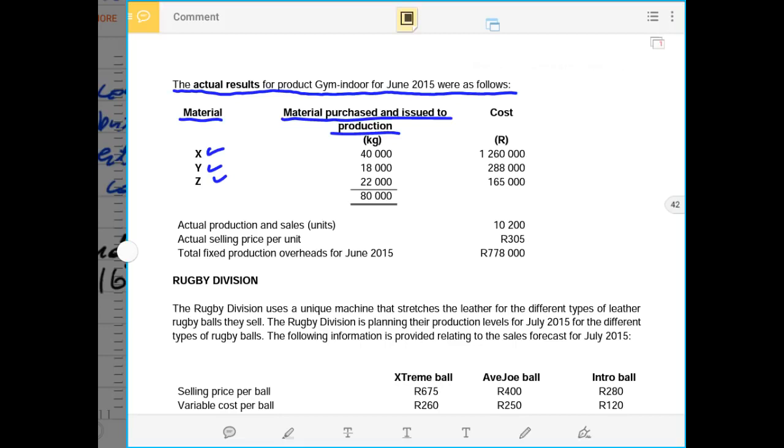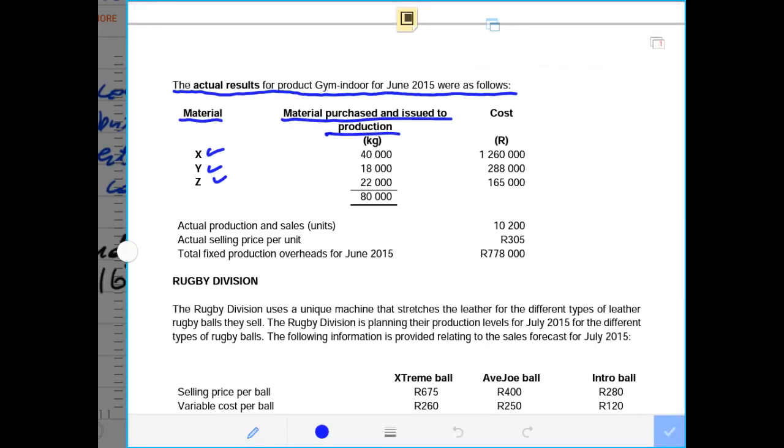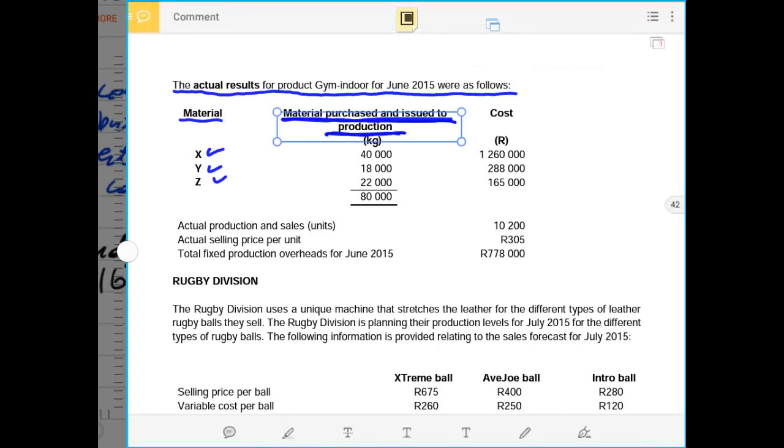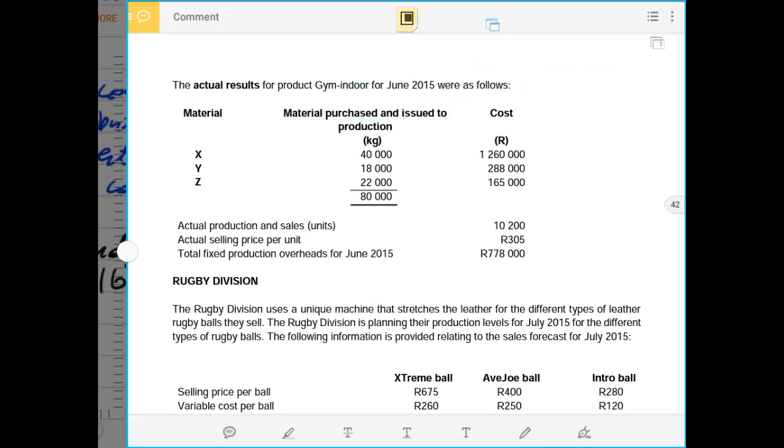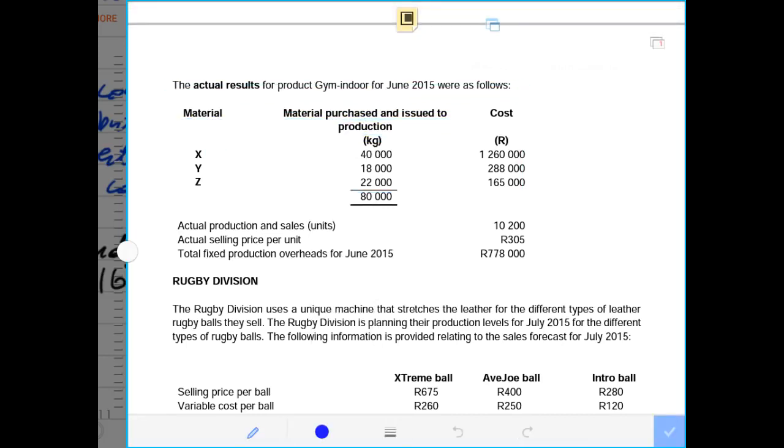So now if all the material that was purchased was issued into the production department, meaning there was no closing inventory of raw material, and as they said, there was also no closing inventory of finished goods. Now they give us total kgs, and they gave us a total cost of 1,260,000 and 288,000 and 165,000.